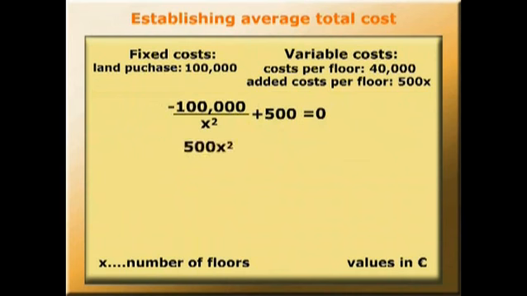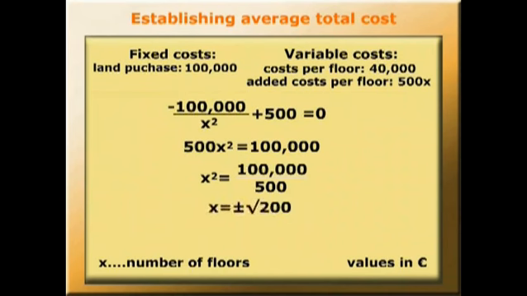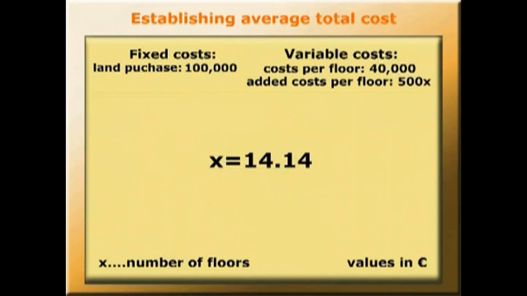So 500x squared equals 100,000. Then x squared equals 100,000 over 500, which solves at either plus or minus 200. So x is either 14.14 or minus 14.14. Well, in this context, of course, the minus number is meaningless, so we've established that given our estimate of the cost function, the minimum average cost will occur if we construct 14.14 floors.